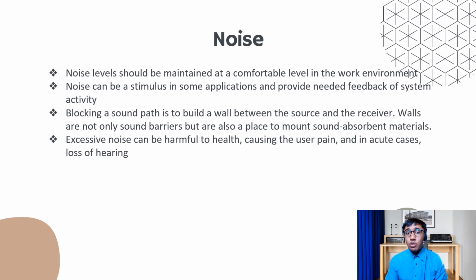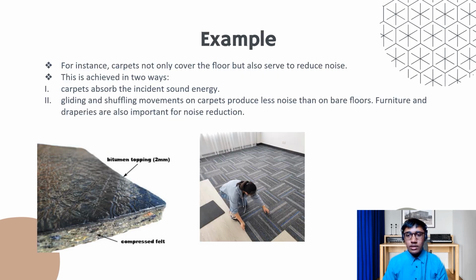One way of blocking sound is to build a wall between the source and the receiver. Walls are not only a sound barrier but also a place to mount sound absorption material. Excessive sound can be harmful to health, causing the user pain and, in acute cases, loss of hearing.